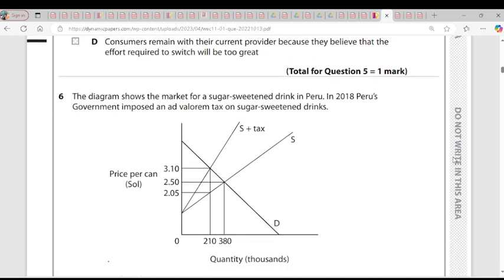So we move on to question 6. For question 6, okay, I'll explain it.